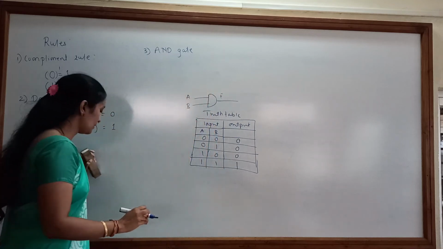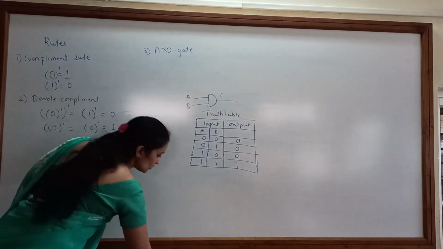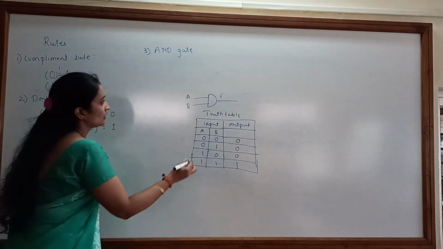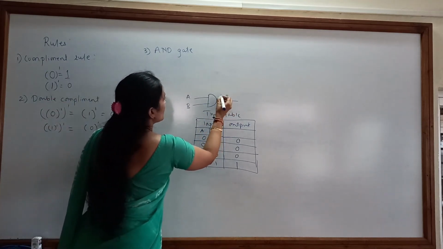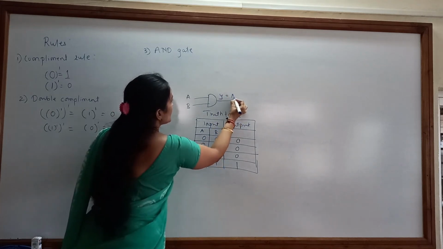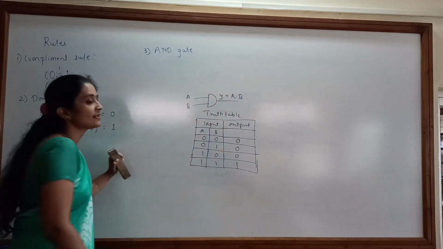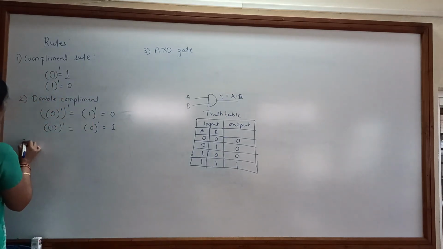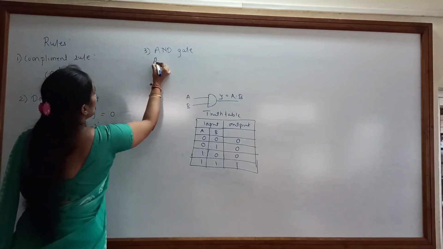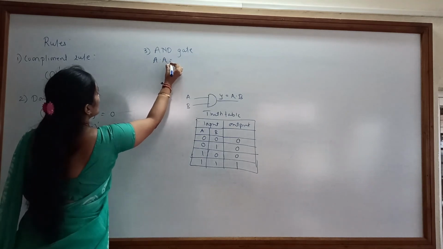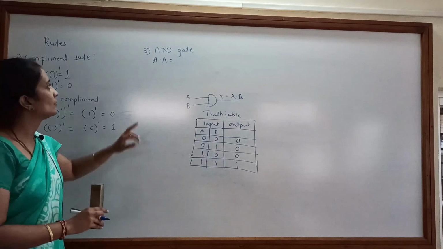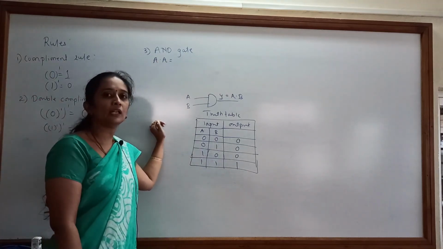Now for AND gate, some rules are there. We will see those rules. This F is, or we will take here Y. Y will be represented as A dot B because it is multiplication. First rule is for AND gate. And right here A into A is equal to. If we multiply A by A, what you will get?